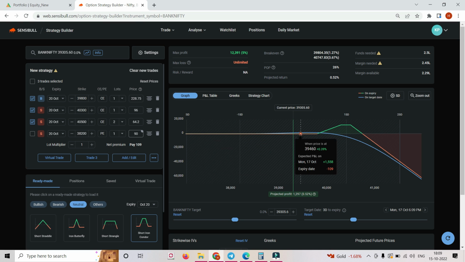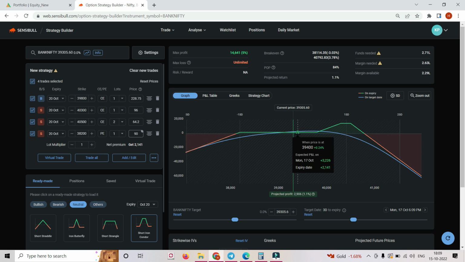So there are multiple ways, friends. I've shown you like 3 to 4 variations because I've discussed everything on my YouTube, so there is no point in repeating. Even right now, minimum you will get 2,141 on a capital of 2,63,000. Minimum you will get 1% of profit.